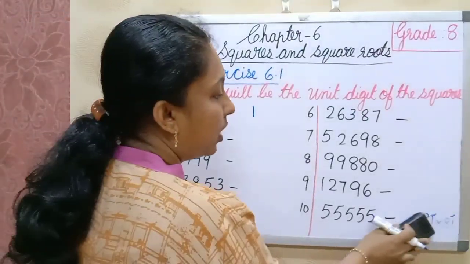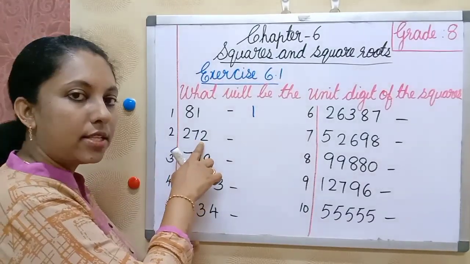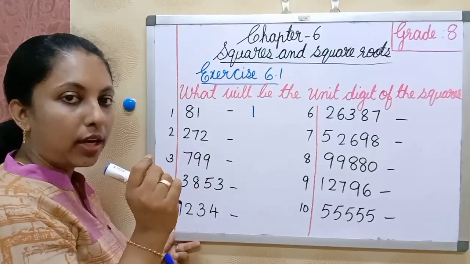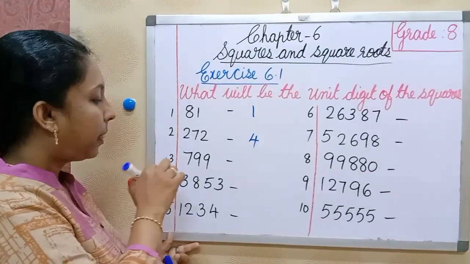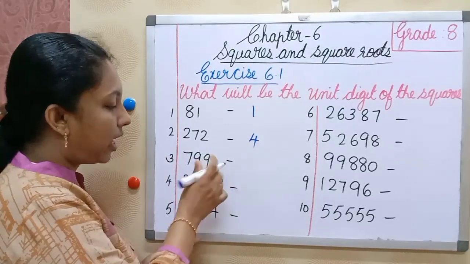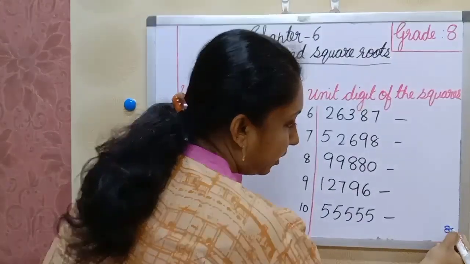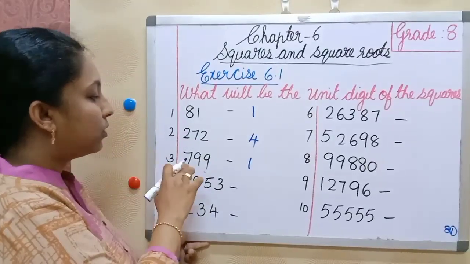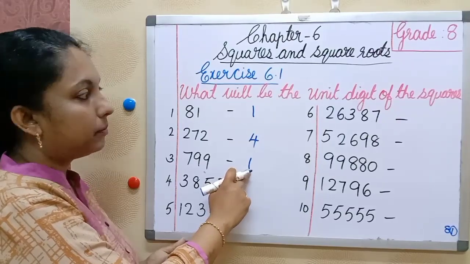272. Same way, 272 into 272. You can check the unit place first. Unit place is 2. 2 into 2, 2 square is 4. So the unit place digit is 4. Next one, 799. Unit place digit is 9. 9 square is 81, and the unit place of 81 is 1. So the square of 799 has unit place 1.